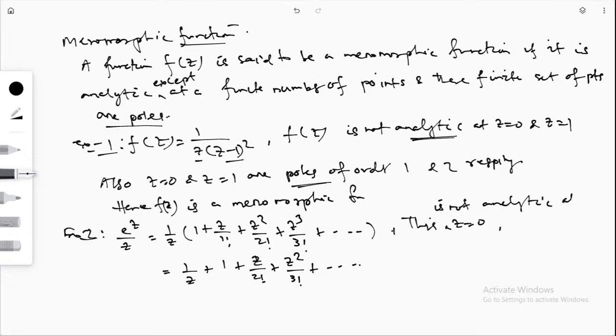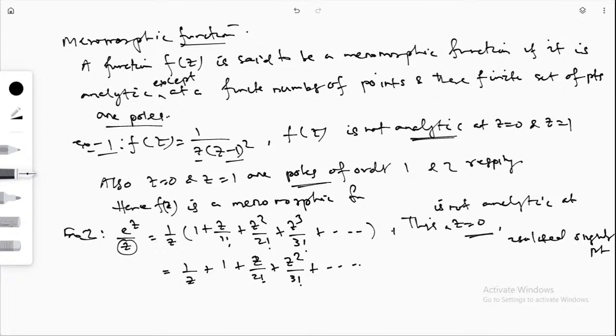This is not analytic at z equal to 0 because this is e to the power z divided by z. If the denominator is 0, it is not defined, so at z equal to 0 this is not analytic, or you can say z equal to 0 is an isolated singular point. This is also not sufficient. If this isolated singular point comes under poles, then we can say this is a meromorphic function.